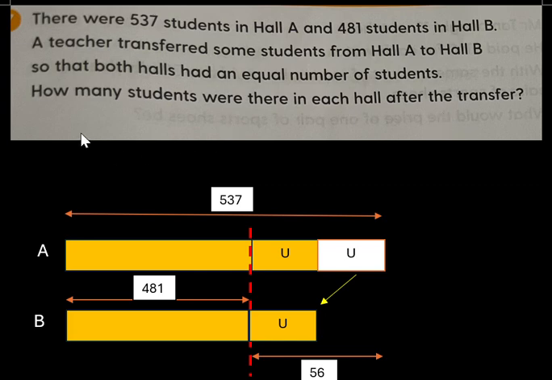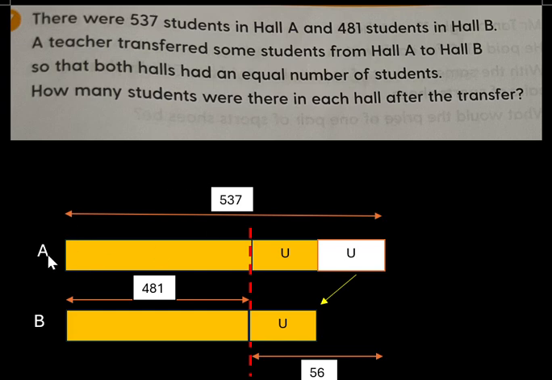Okay, looking at the question, as an adult, we know that we can straight away get 537 plus 481 divided by 2, and that will be the answer. But I suspect the purpose of this question is to introduce your child to the concept of, when moving objects from A to B, what is the implication and how do you calculate them? Okay, so let's do it in a model.